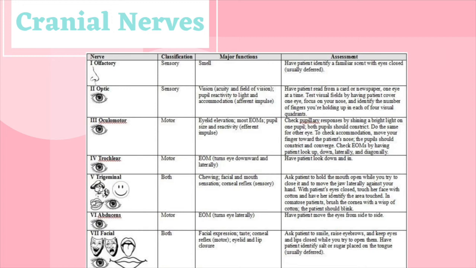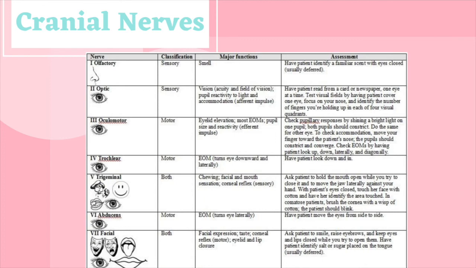Number 5 is the trigeminal, or both, that's sensory and motor. Chewing, facial and mouth sensation, corneal reflex, which is sensory. Ask patient to hold the mouth open while you try to close it and move the jaw laterally against your hand. With patient's eyes closed, touch her face with cotton and have her identify the area touched. In comatose patients, brush the cornea with a wisp of cotton. The patient should blink.